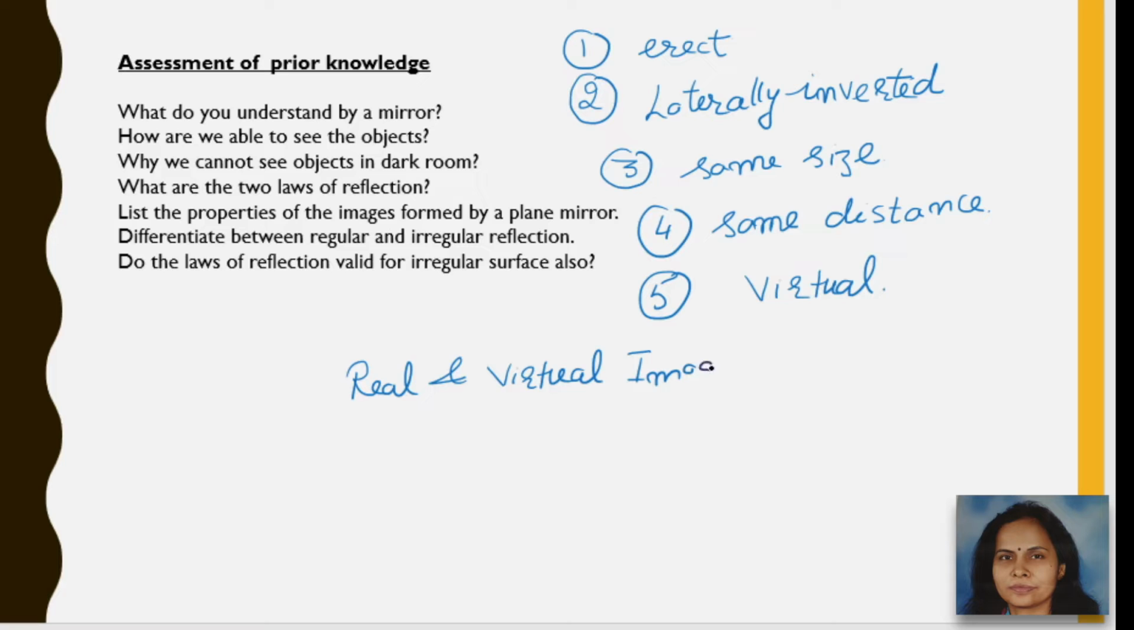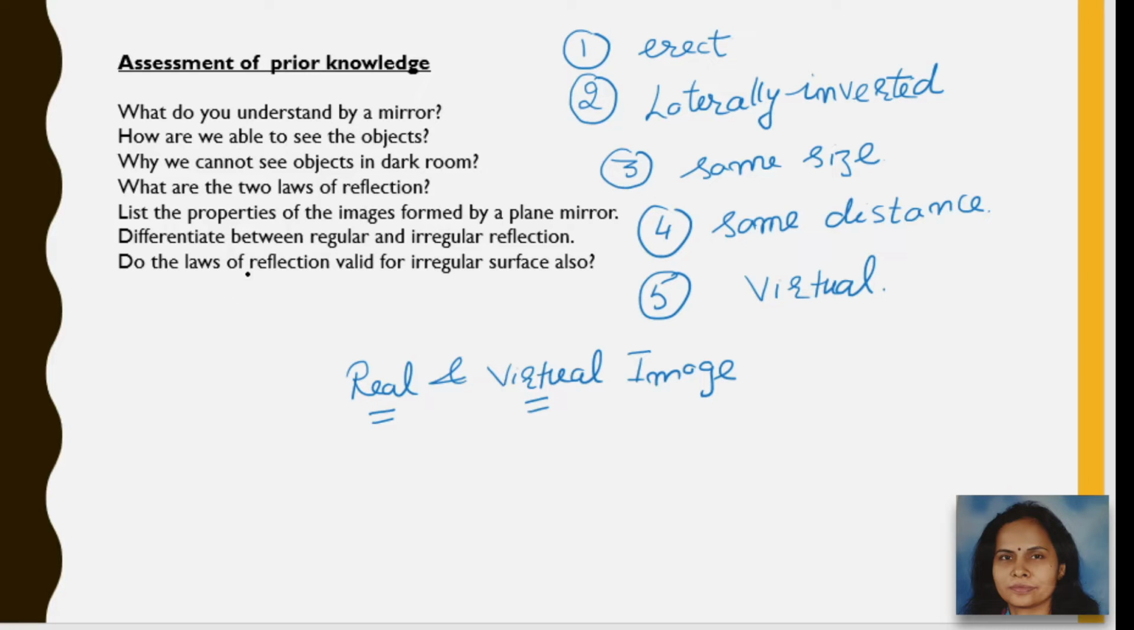Real image is the one which can be obtained on the screen. Virtual image is the one which cannot be obtained on the screen. Or in other words, I can say real image is formed when the reflected rays they actually meet at a point, and the virtual image is formed when the reflected rays appear to meet at a point. So this is the basic difference between the real and the virtual image.